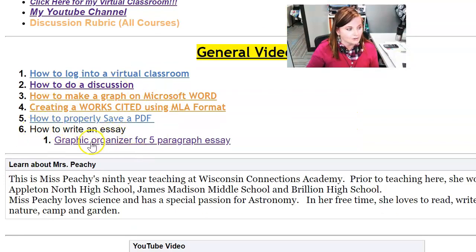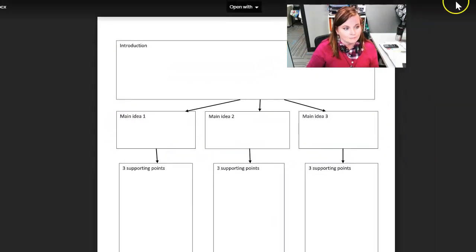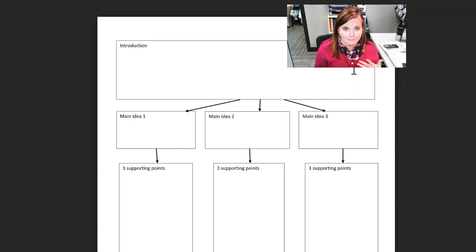On my website, on the home page, if you scroll down, there will be a link to this video, but there's also a link to a graphic organizer for a 5-paragraph essay. When I click on that, this opens this screen here. Now, this is just one kind of graphic organizer. There are so many different kinds out there. What I like about graphic organizers is it's a visual way for you to organize your thinking so that you can then put together a very structured paper that makes sense. Because sometimes that's the tricky part.